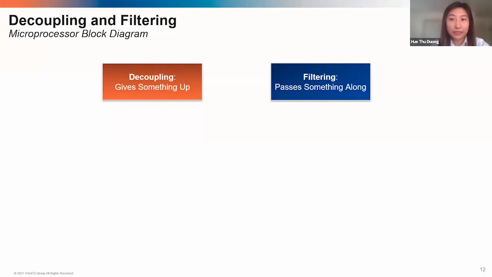So first off, what is decoupling and filtering? These two things can be confused and mistakenly be thought of as the same, but they do have different purposes. So decoupling is when something is being given up, and filtering is when something is being passed along.